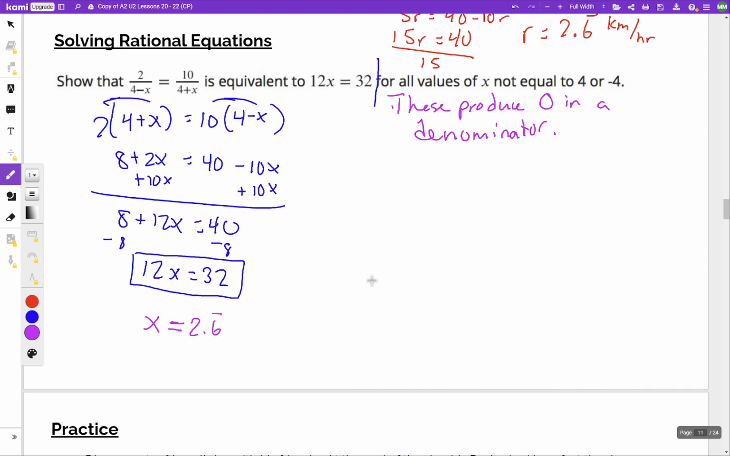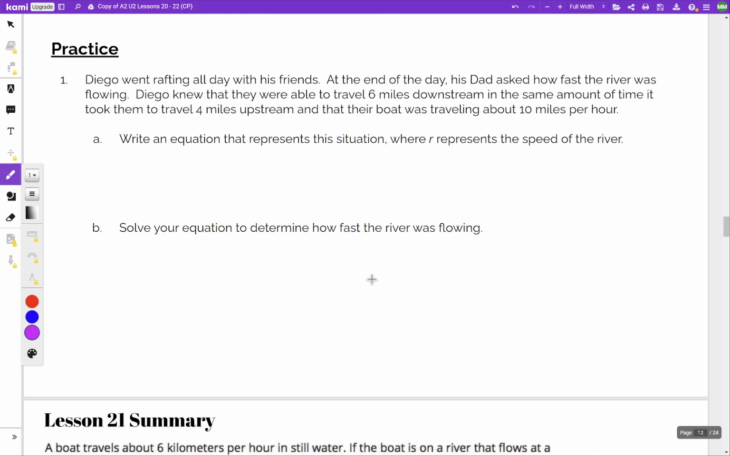All right, let's try a few problems. Diego went rafting all day with his friends. At the end of the day, his dad asked how fast the river was flowing. Diego knew that they were able to travel 6 miles downstream in the same amount of time it took them to travel 4 miles upstream, and their boat was traveling about 10 miles per hour.